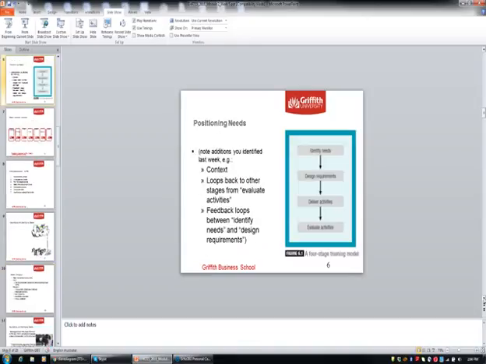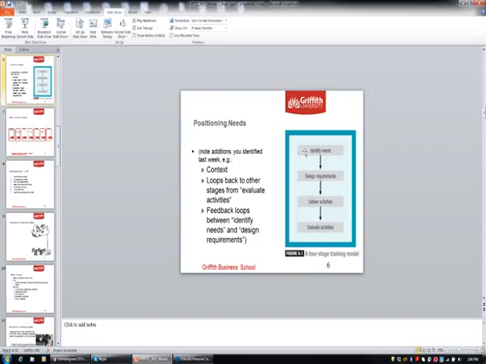So this is this familiar diagram. We did identify some additions last week. We talked about the need for a context. Every organisation has got a context. And we talked about this idea of looping back. So once you evaluate activities, that is not the end of the story. It's looping back to say, well, we did identify some needs.